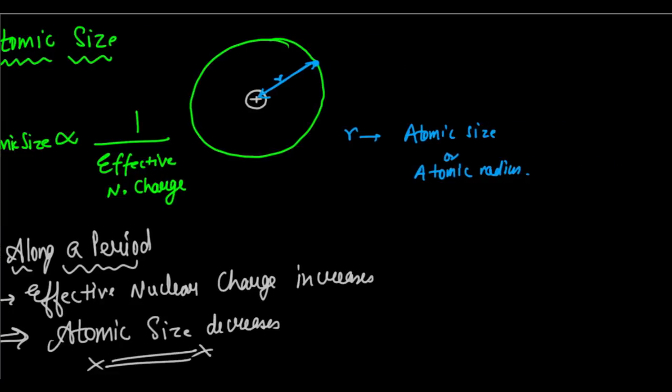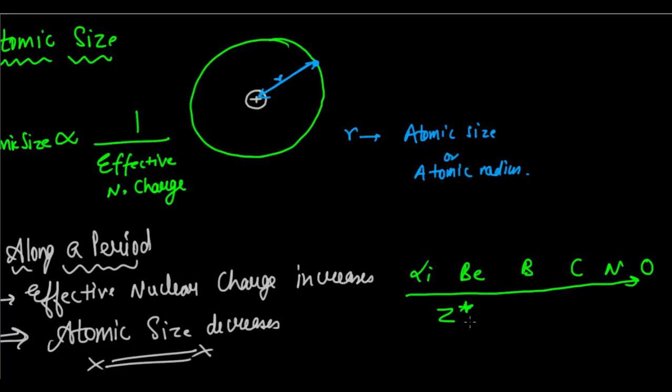For example, let's take one period: lithium, beryllium, boron, carbon, nitrogen, oxygen. Suppose we're taking only this one. So here we go from left to right. You know that your effective nuclear charge, which is denoted by Z star, increases, and therefore what happens to atomic size? It decreases. So oxygen is smaller than lithium, nitrogen is smaller than beryllium, carbon is smaller than boron. Right? So I hope that's absolutely clear to each and every one of you. Is there any kind of doubt? If so, please write it in the section below.